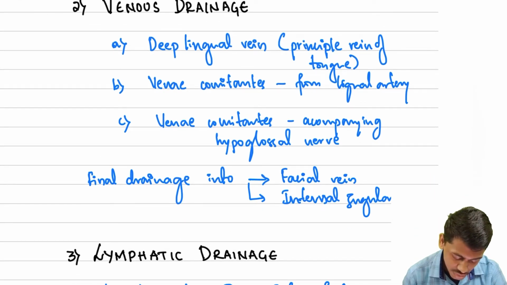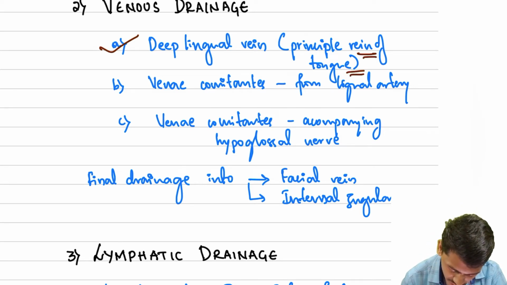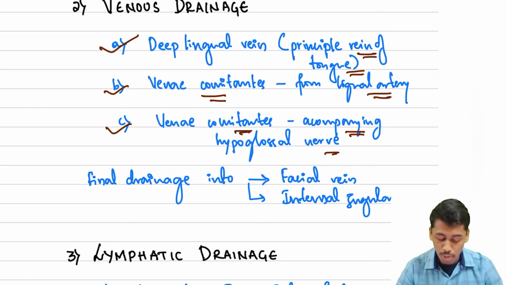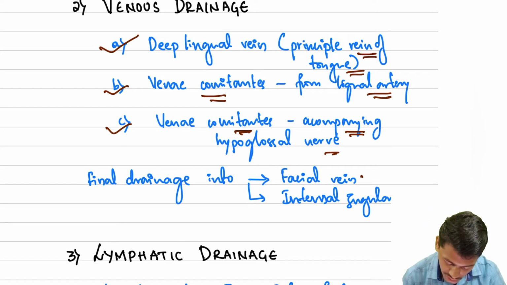So moving on to the venous drainage of the tongue. We have a main vein called the deep lingual vein. The deep lingual vein is the principal vein of the tongue. Then we have some other veins called the venae comitantes, which come around the lingual artery. Then we have some other venae comitantes that accompany the hypoglossal nerve. From all this venous drainage, they will finally drain into the facial vein and the internal jugular vein.